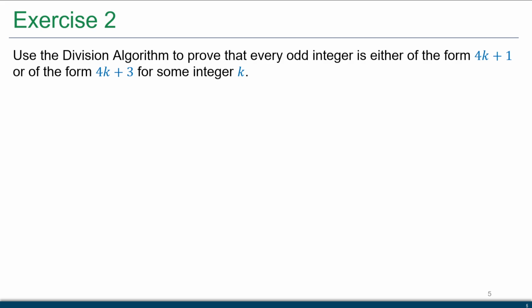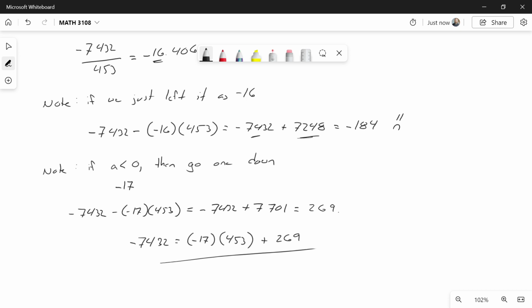So our second exercise is going to involve a little bit of thinking. Exercise 2. Again, we want to use the division algorithm to prove that every odd integer is either of the form 4k plus 1 or of the form 4k plus 3 for some integer k. Now we might think, well, how do we even start this one? But again, it's telling us that we need to use the division algorithm. So it gives us a good basis there of where we need to start from. So again, let's jump back to the whiteboard here. And let's get us some more space.